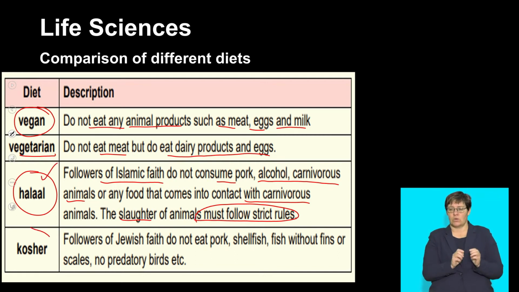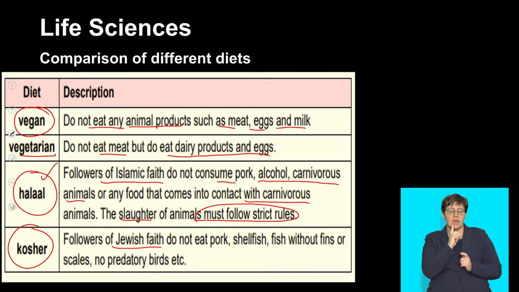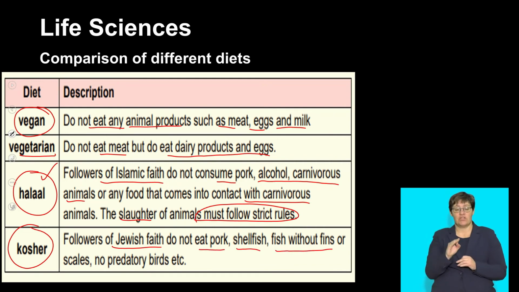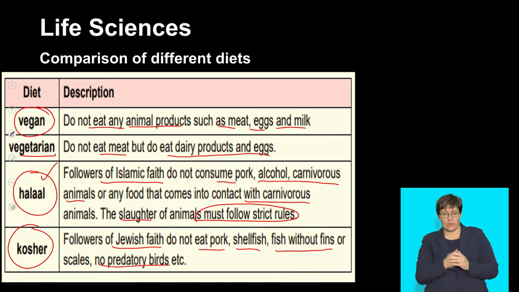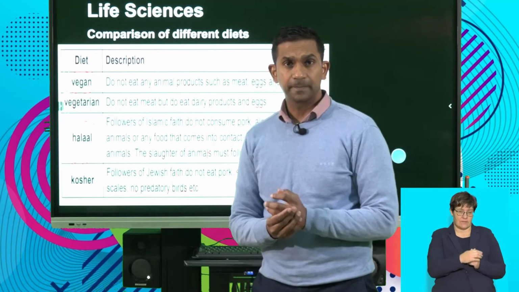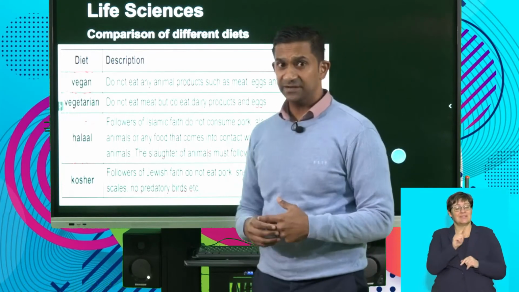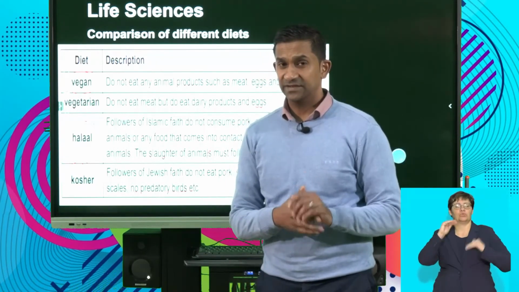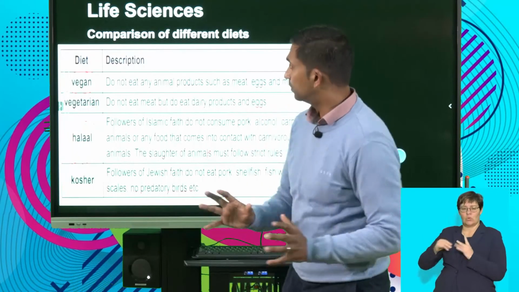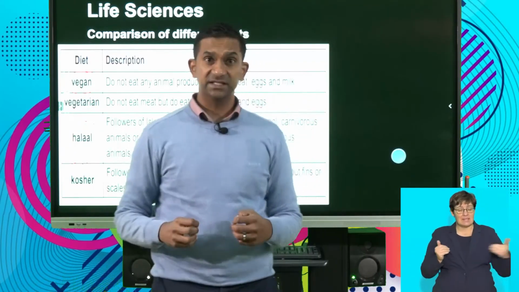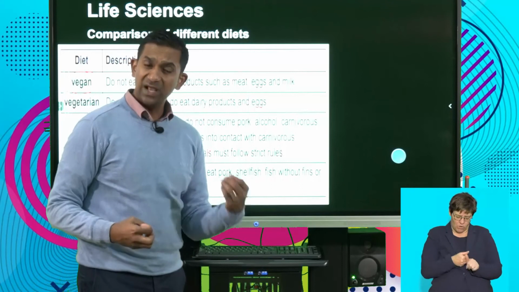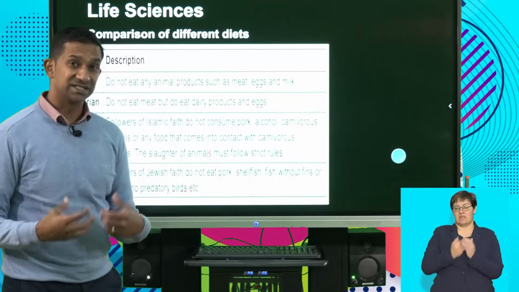We also know that we have a kosher meal, and these are followed by the Jewish faith, and also they do not eat pork, shellfish, or fish without fins or scales. No predatory birds either. So that's an overview of some of the different diets that you might come in contact with. Individuals, depending on their lifestyles, also choose to have different diets, and that's entirely left to individuals. But the important thing is that in many of these diets, they're often a discipline as well as for the benefit of individuals' health and well-being.